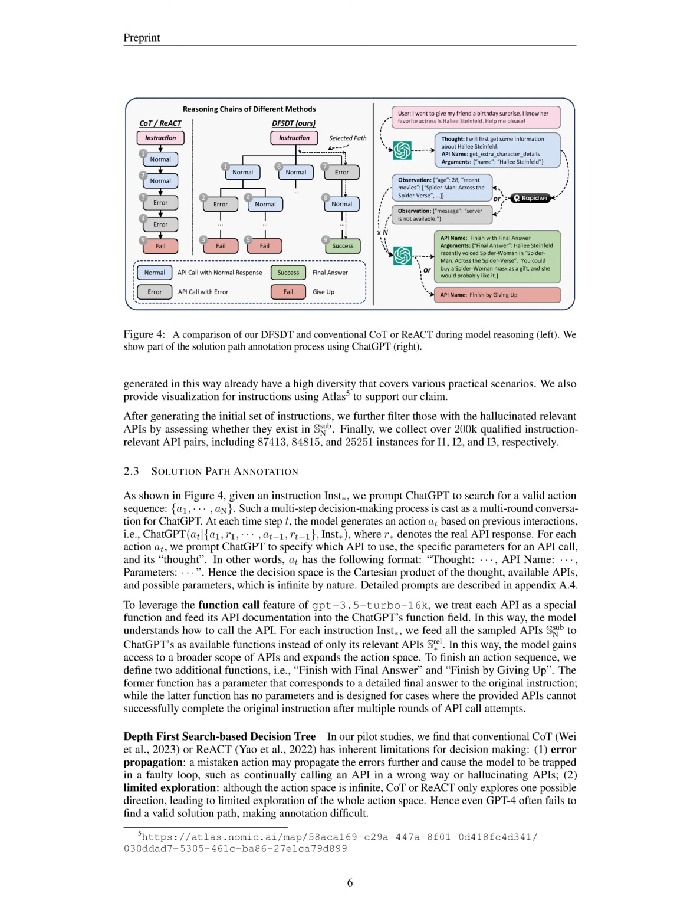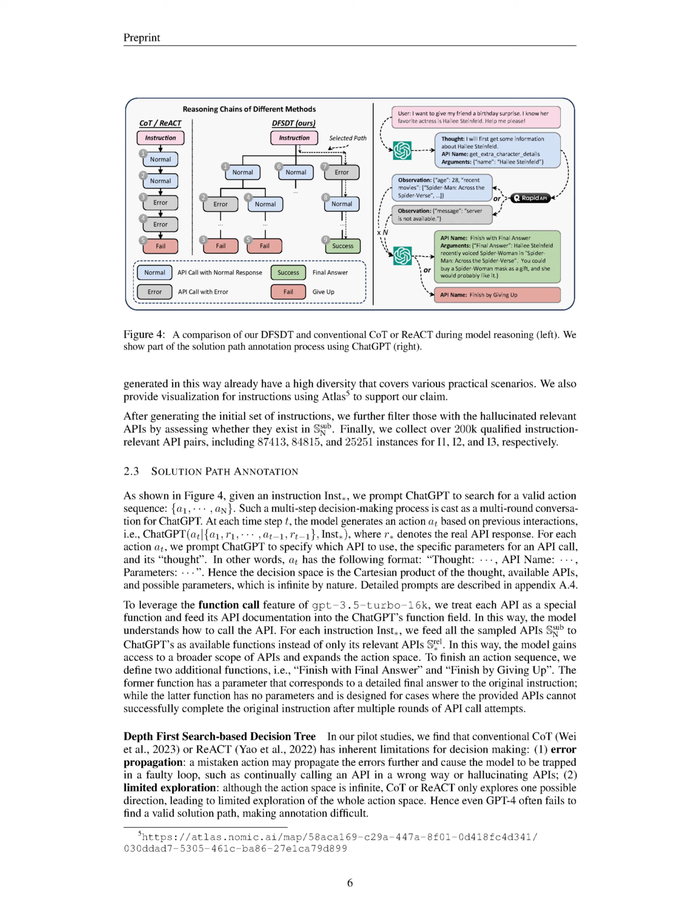To make use of the function call feature of GPT-3.5 Turbo-16K, we treat each API as a special function and feed its API documentation into ChatGPT's function field. This helps the model understand how to call the API. For each instruction, inst*, we feed all the sampled APIs, subset of N, to ChatGPT as available functions instead of only its relevant APIs, rel. This gives the model access to a wider range of APIs and expands the action space.